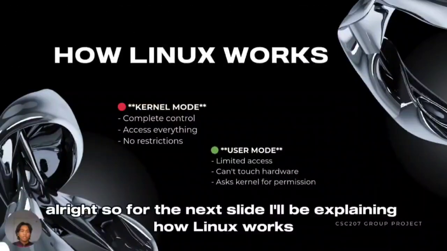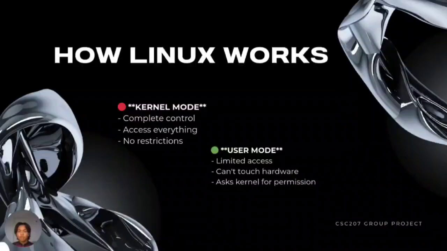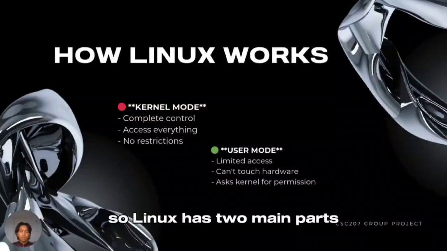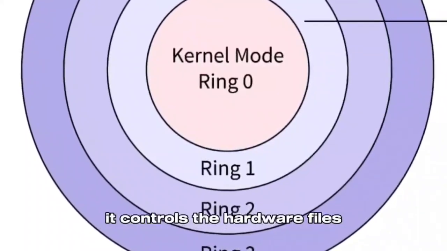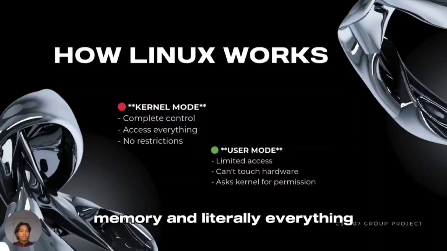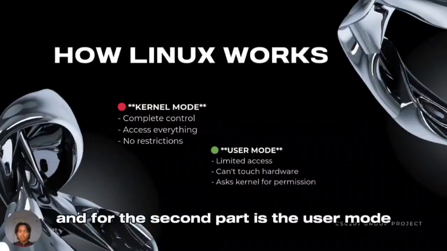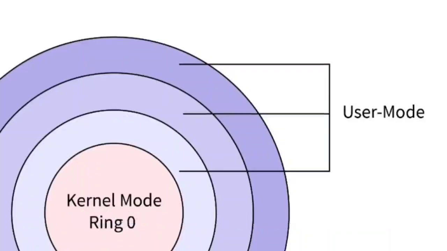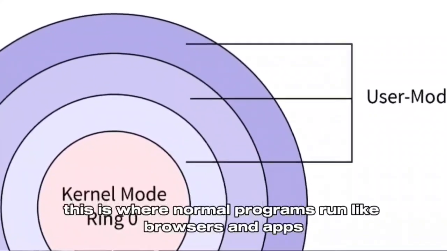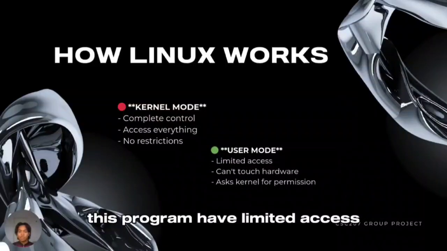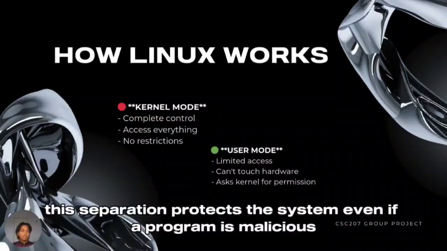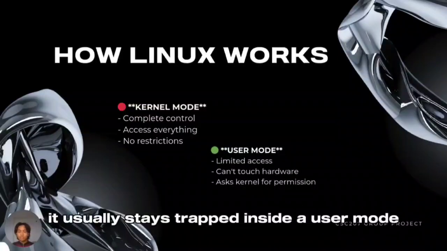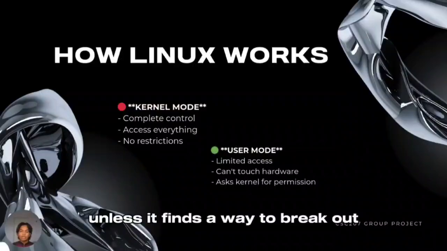Alright, for the next slide, I'll be explaining how Linux works. Linux has two main parts. The first part is kernel mode. This is the most powerful part of the system. It controls the hardware, files, memory, and literally everything. The second part is user mode. This is where normal programs run, like browsers and apps. These programs have limited access, so if a program wants to do something important, it must ask the kernel. This separation protects the system. Even if a program is malicious, it usually stays trapped inside user mode, unless it finds a way to break out.